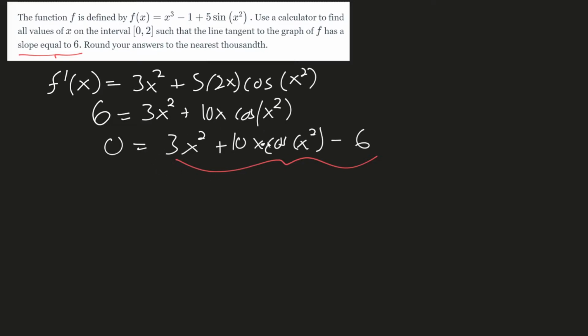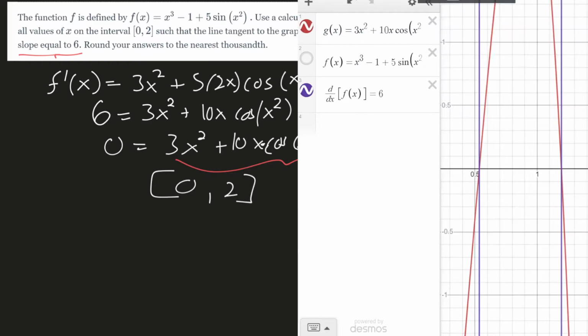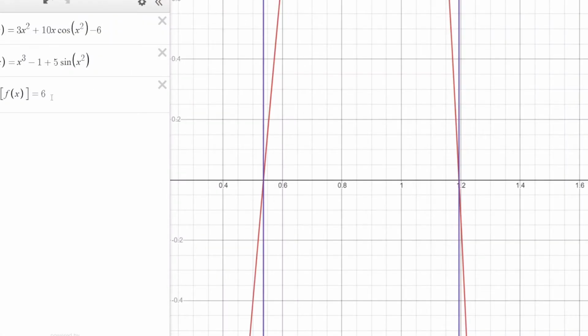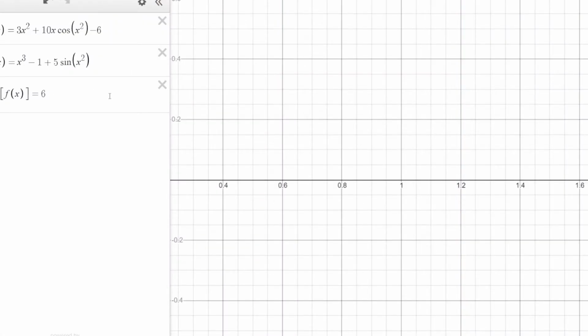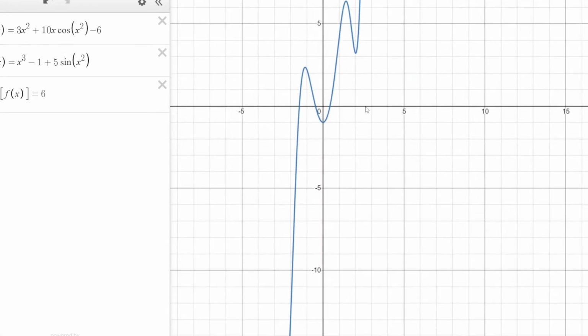This is going to be the answers you're looking for, and you're going to want to find them within the interval 0 to 2. So as an example, I'll show you what we're looking for in Desmos. And then you're going to have to go ahead and expand on this idea to actually find the values. So here's our parent function, right? So somewhere in our 0 to 2 interval, the slope is going to be equal to 6.